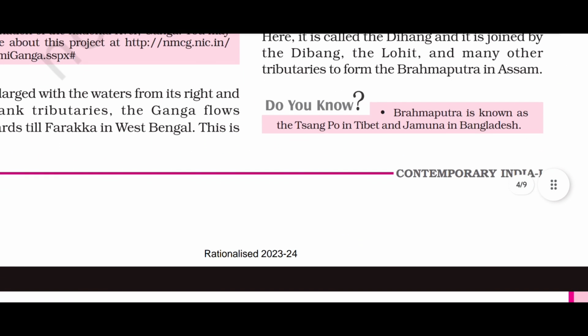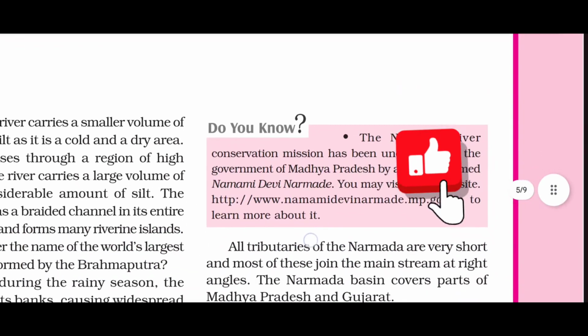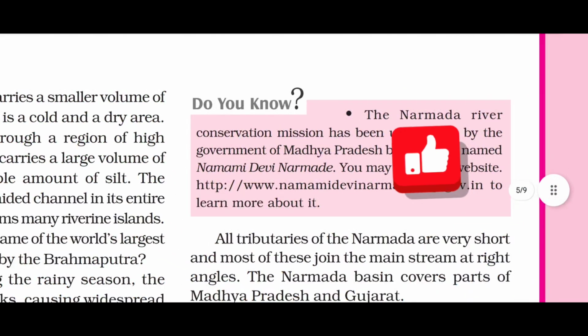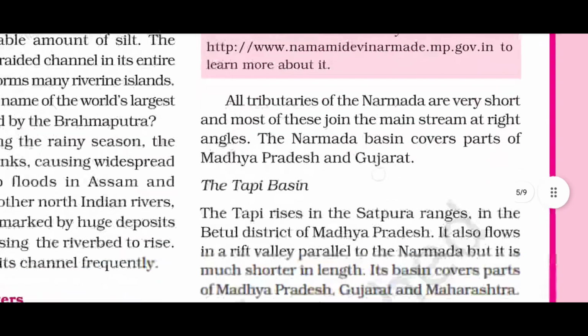Brahmaputra is also known as the Sangpo in Tibet and Jamuna in Bangladesh. The Narmada River Conservation Mission has been undertaken by the government of Madhya Pradesh by a scheme named Namami Devi Narmade.